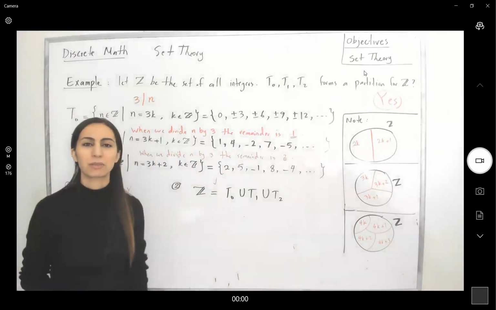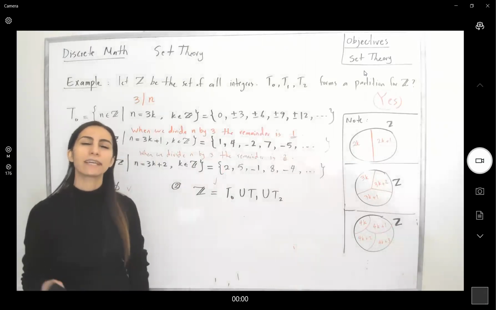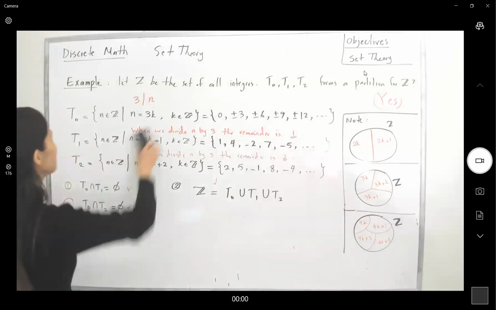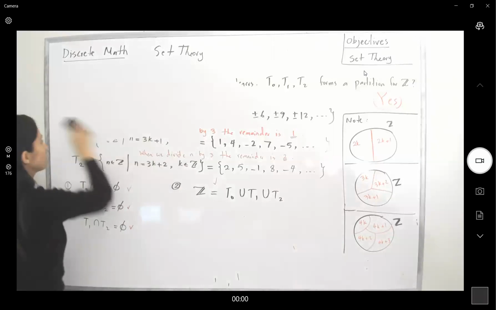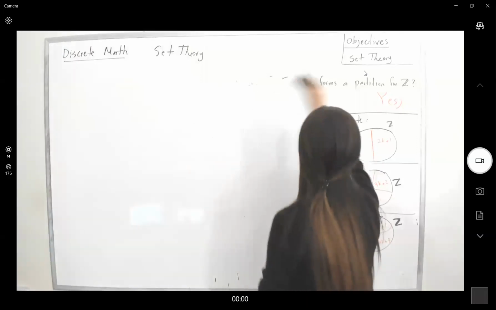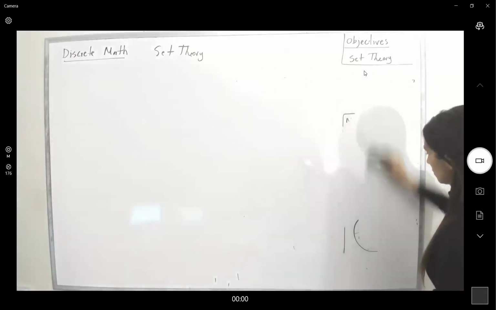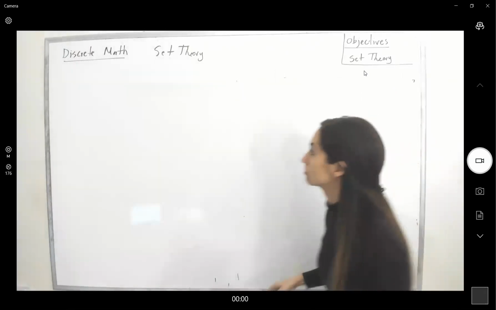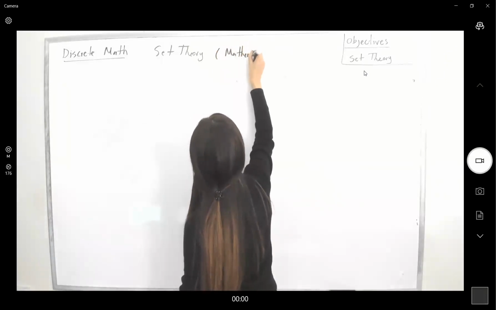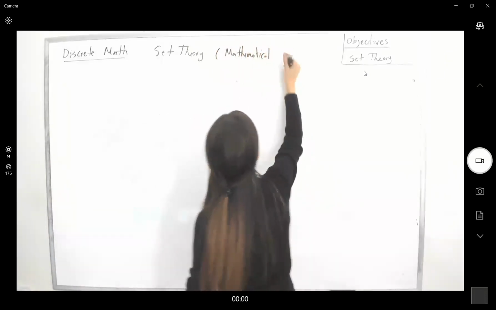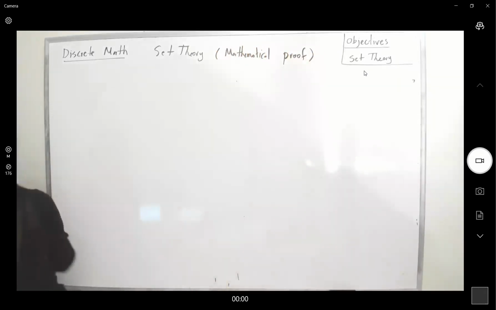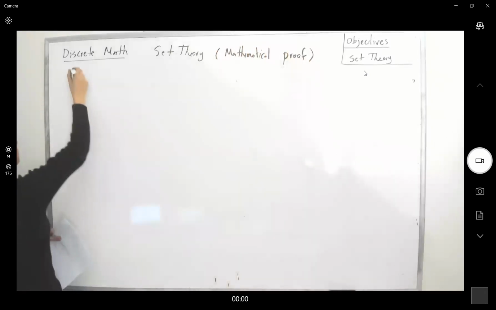So now we just talked about some examples. We're going to see how we can use mathematical proof to prove relations between sets. Set theory, mathematical proof. So we have some nice theorems.